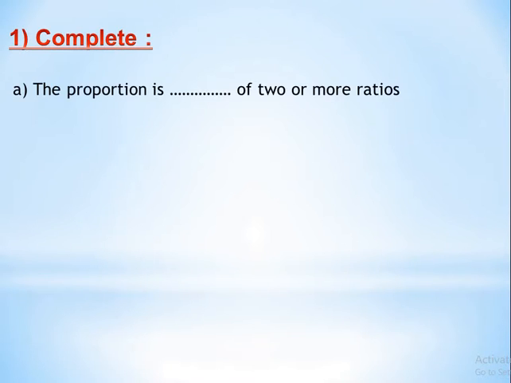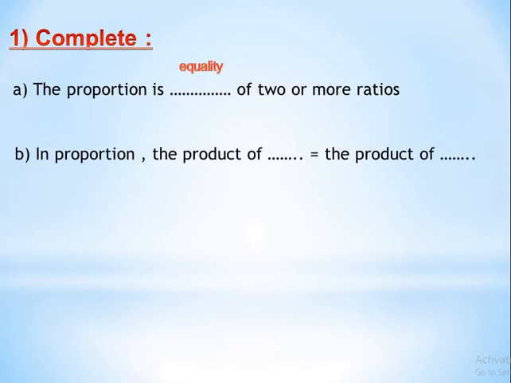Complete. The proportion is an equality of two or more ratios. Do you remember the definition of proportion? Yes, the proportion is an equality of two or more ratios. Letter B, in proportion, the product of what equals the product of what? We said before, the product of means equals the product of extremes.